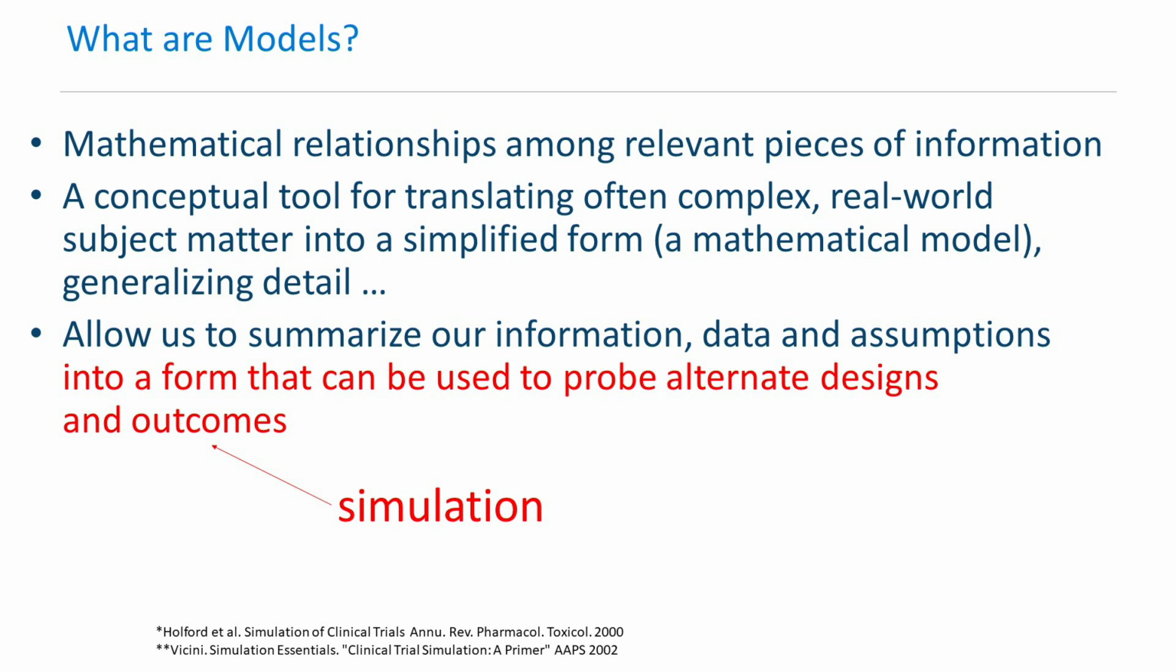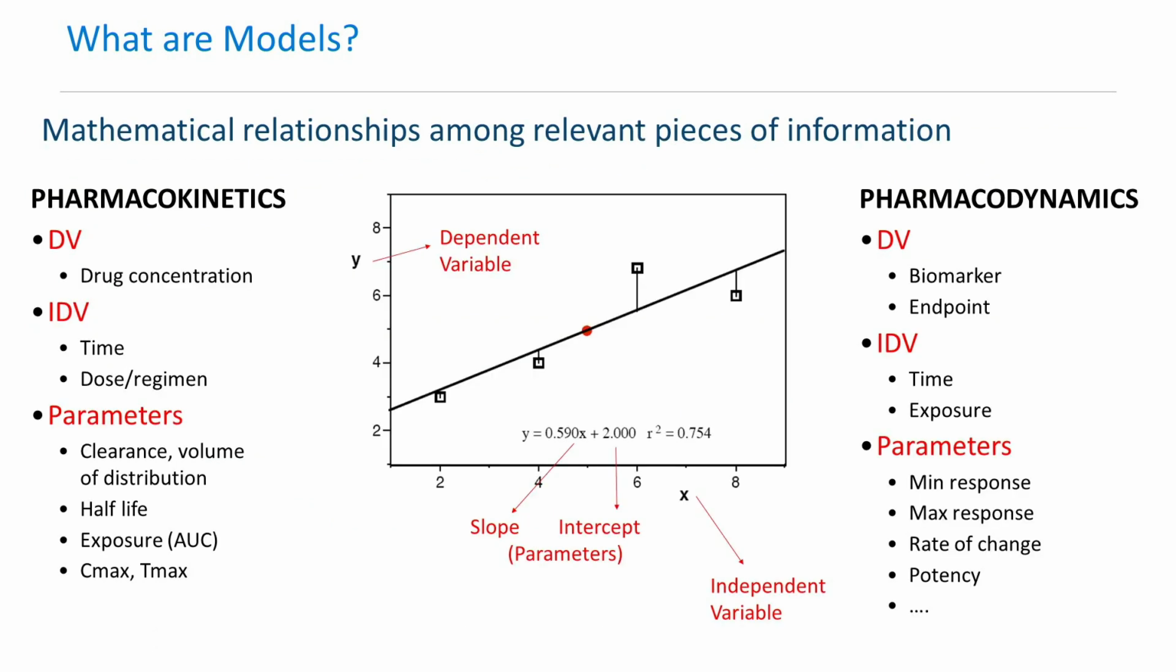By using this, summarizing our information, data, and assumptions, we can then use them to probe alternate designs and outcomes. And that is simulation, and I'm going to talk a little bit more about simulation in a few minutes. So let's start with a model. Mathematical relationships among relevant pieces of information.